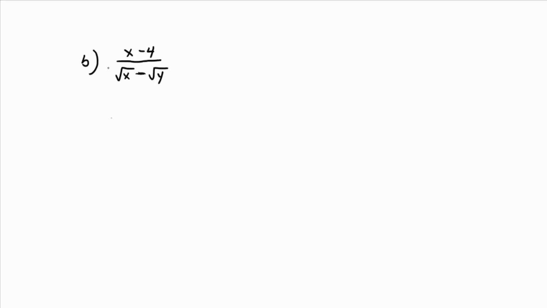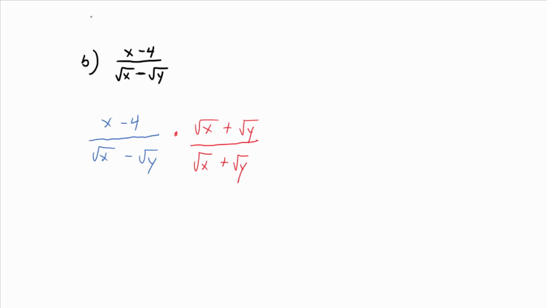So I'm going to write down the original problem, x minus 4 divided by root x minus root y. And I'm going to multiply numerator and denominator by the conjugate of the denominator, which is root x plus root y. Root x plus root y. Go ahead and insert parentheses everywhere. The division bar is a grouping symbol. So you can just insert those parentheses in every numerator and denominator you see.